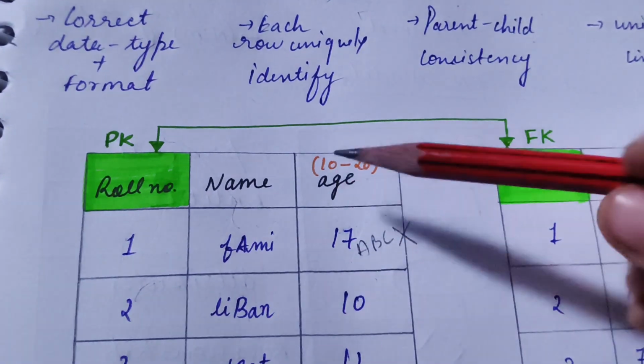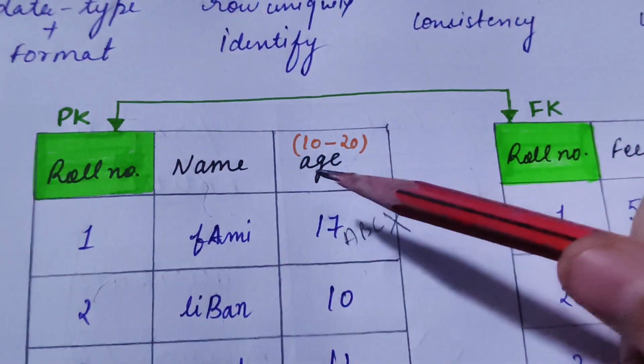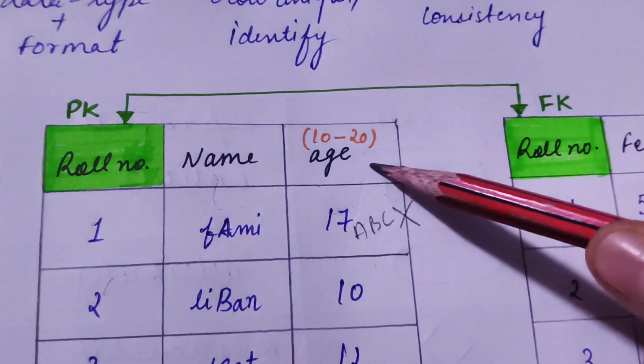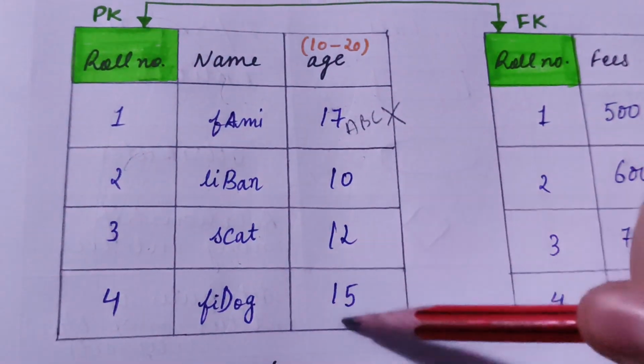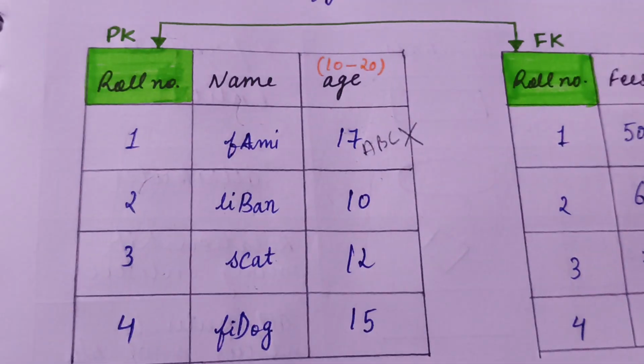Format means the range. For example, student age in this table must lie between 10 and 20. So here are the only valid values according to the constraint.